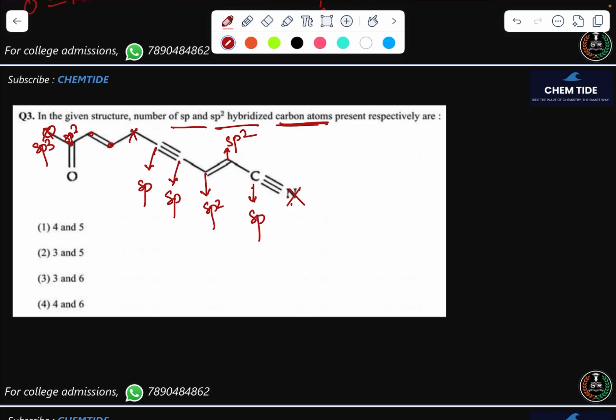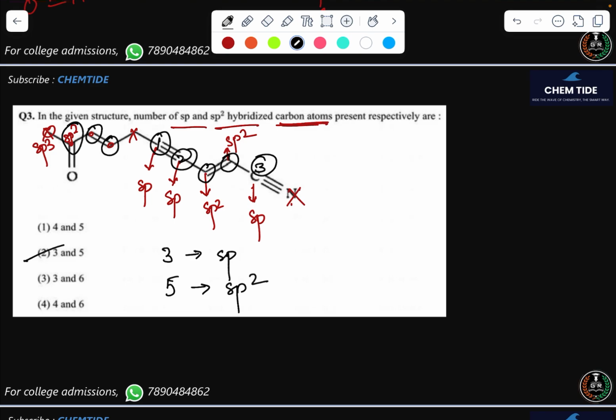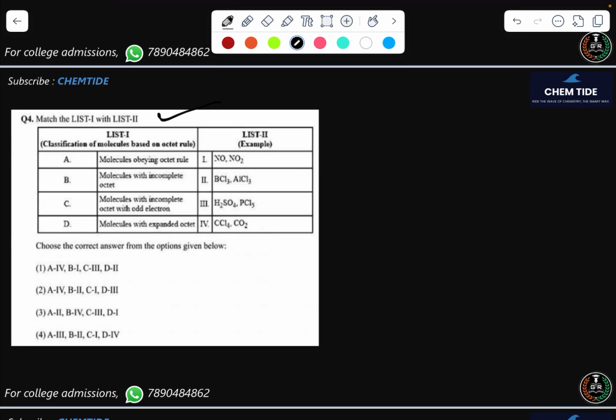We are counting carbon only. So sp we have, this is number 1, this is number 2, and sp this is number 3. That's it. So we have 3 sp, and this is sp2 1, this is sp2 2, this is sp2 3, 4, and this is 5. So 5 is sp2. Answer should be 2.